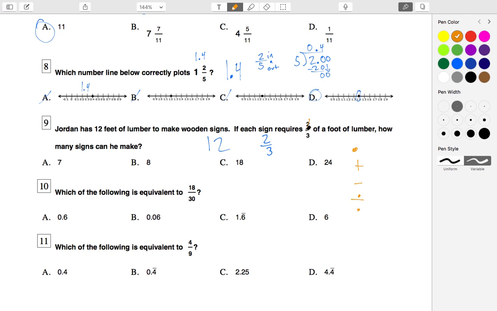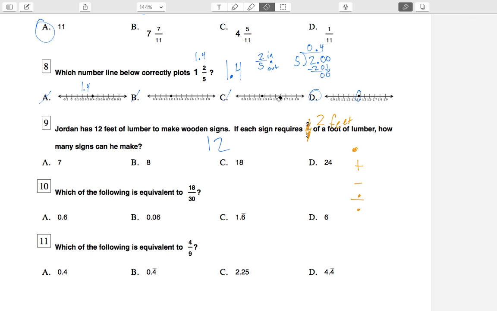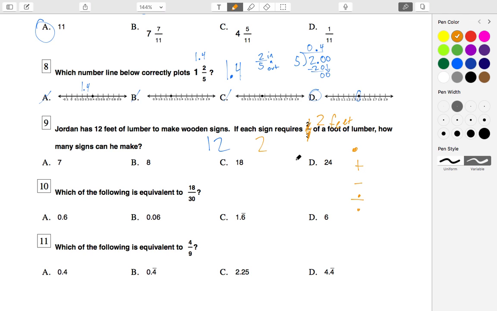Let's say you said that each sign requires 2 feet of lumber. How many signs can you make given 12 feet? So we'll put the 2 here. So I'm replacing it with a much easier number. How many signs can you make given 12 feet of lumber, and each sign takes 2 feet? 6 signs you can make, right? What operation would you have to do? Divide. Please notice what I'm doing. I made the number so much easier to where now I can make sense of it.